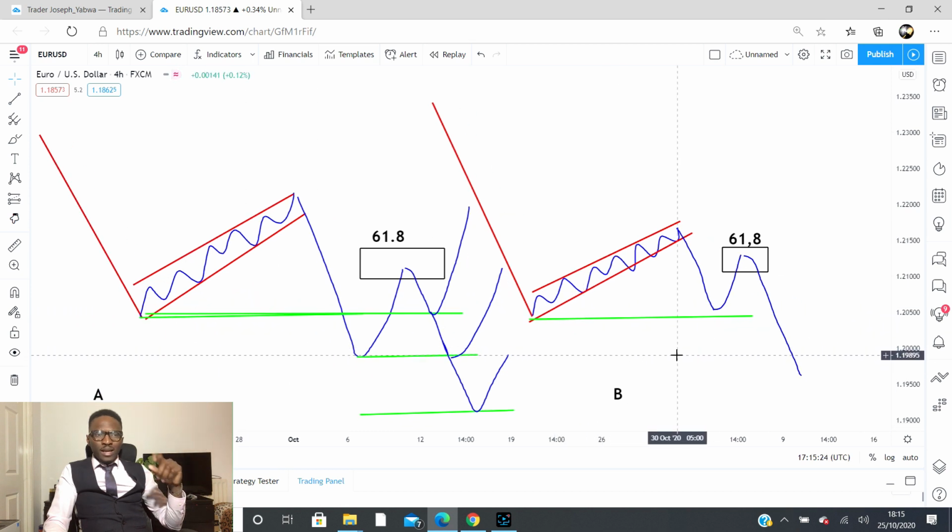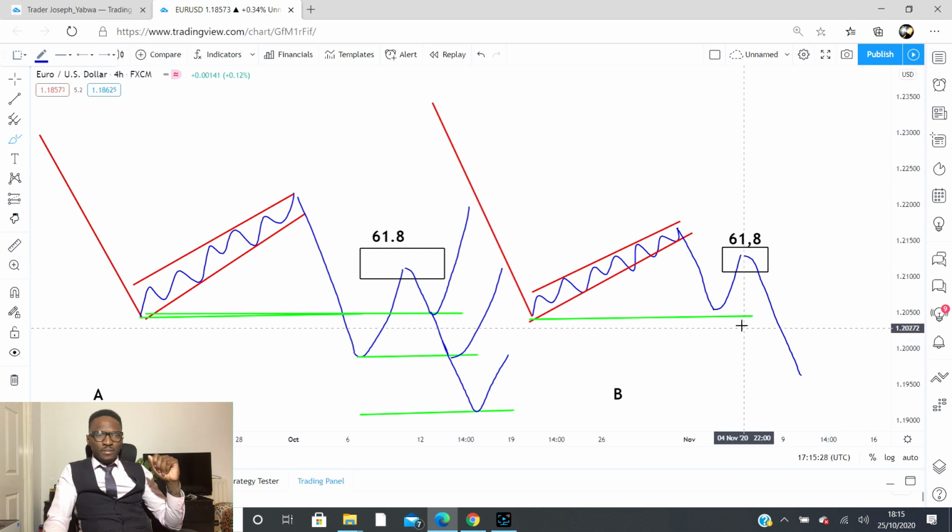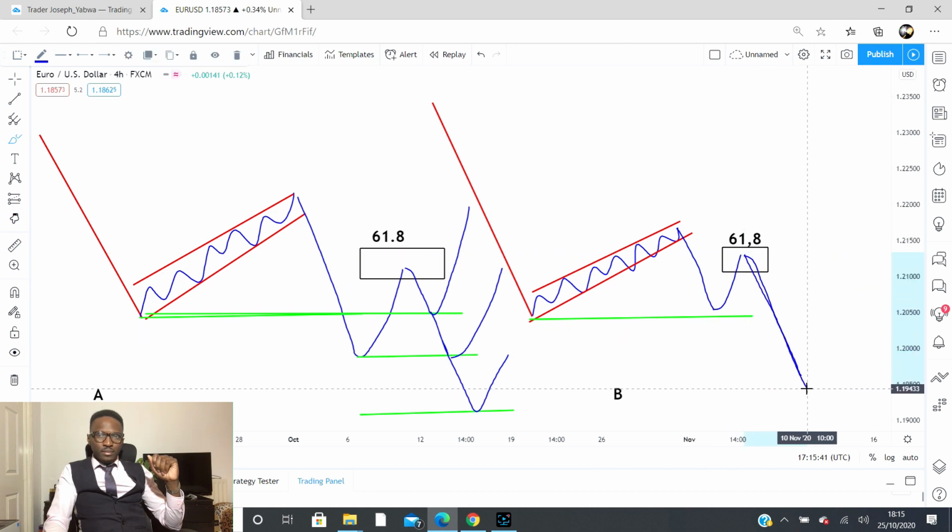But this is significant, breaking previous structure. So what about if the market doesn't break previous structure? Let's go back to complex contraction B. If the market doesn't break previous structure and it comes in, starts reversing at the 618, 99 times out of 10, this market will go straight down to the 127 extension, because it doesn't really have any obstacles. Probably this is the only obstacle that it has, but this market will go all the way down to the 127 extension.